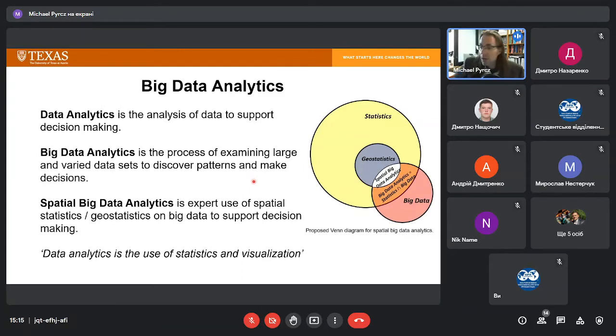Now, what's very interesting, if you look at a definition of data analytics, it's analysis of data to support decision making, which is very interesting to me because if I go back, statistics and data analytics are really the same thing. In fact, if you do statistics in your job, please update your CV. Big data analytics is the process of working with big data to discover patterns, to be able to support decision making. Okay, that's statistics or data analytics on big data. And spatial big data analytics, that's when you're working with the spatial context, like the subsurface. Data analytics is the use of statistics and visualization.